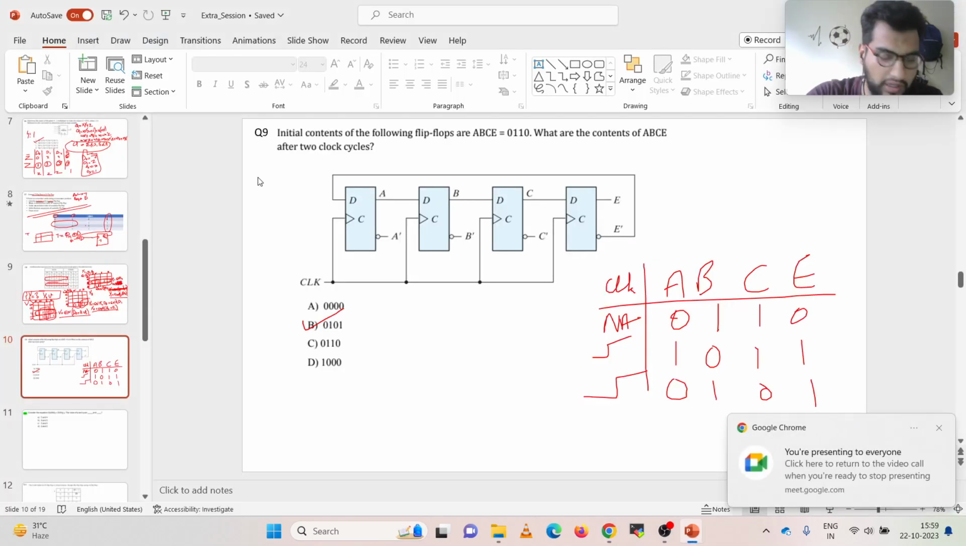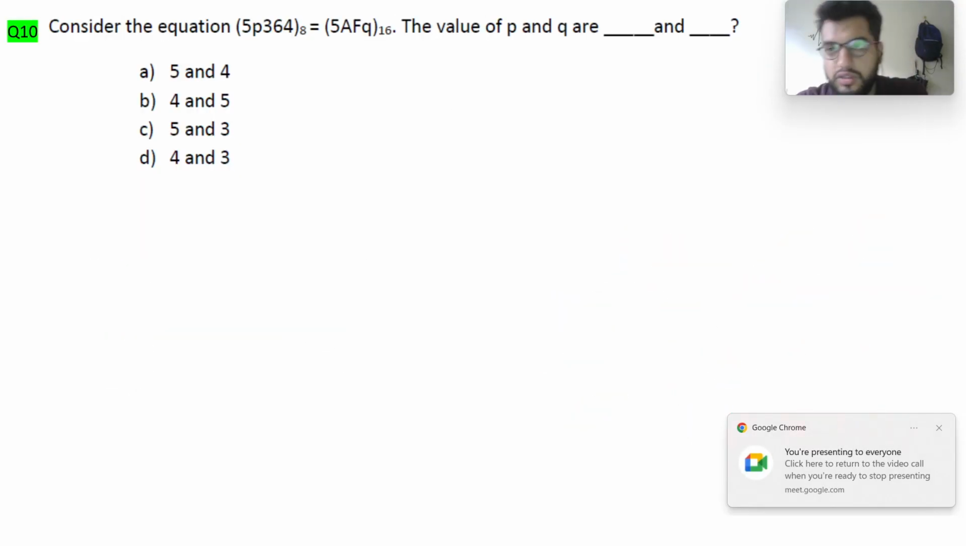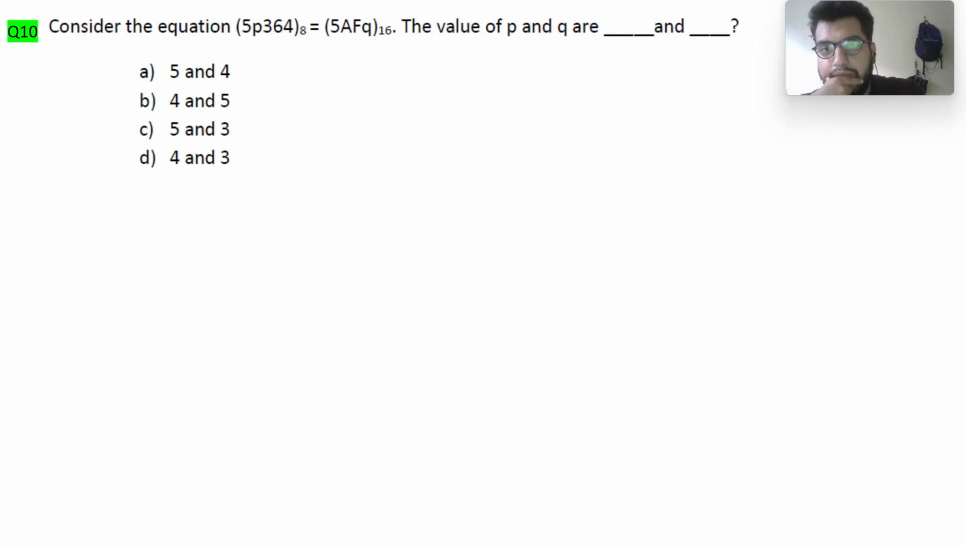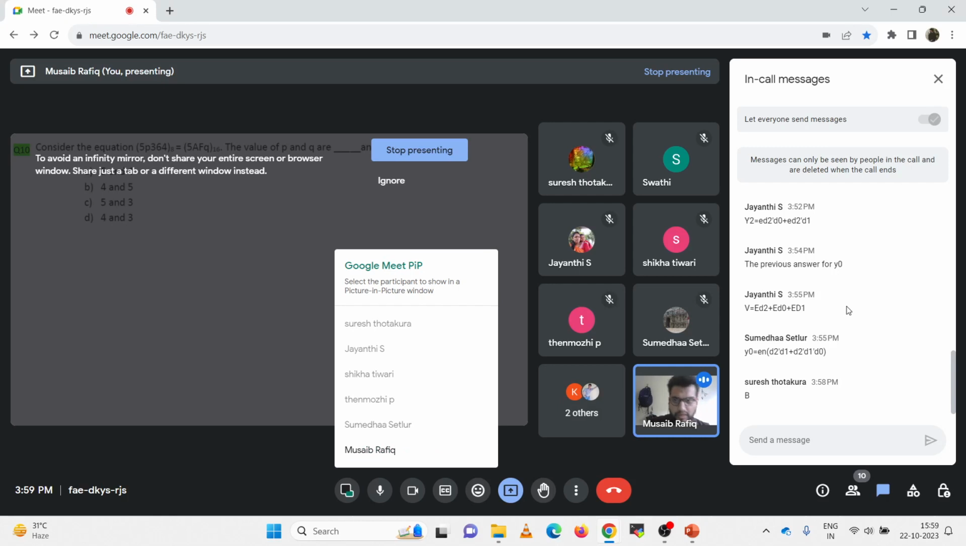Now I would like you guys to do this question first, and then I'll show the solution. It states: consider the equation 5p364 to the base 8 equals 5afq to the base 16. The values of p and q are dash and dash. You need to find the values of p and q, and I'll just give you 5 minutes. You should be able to do it in 5 minutes.